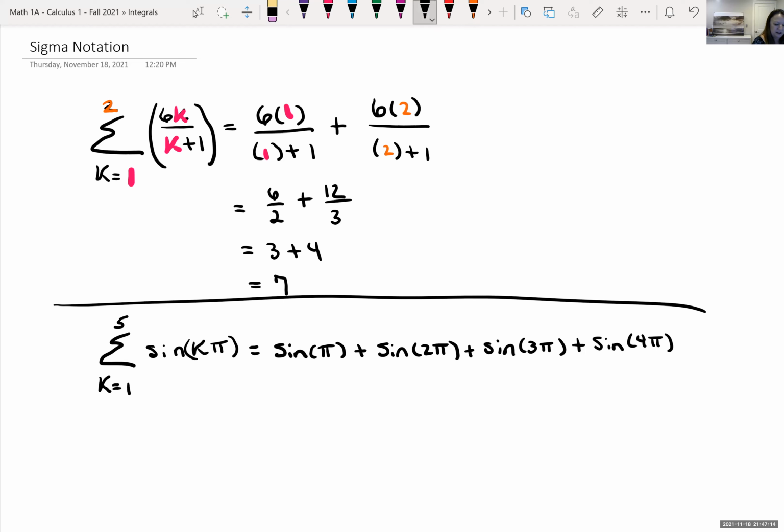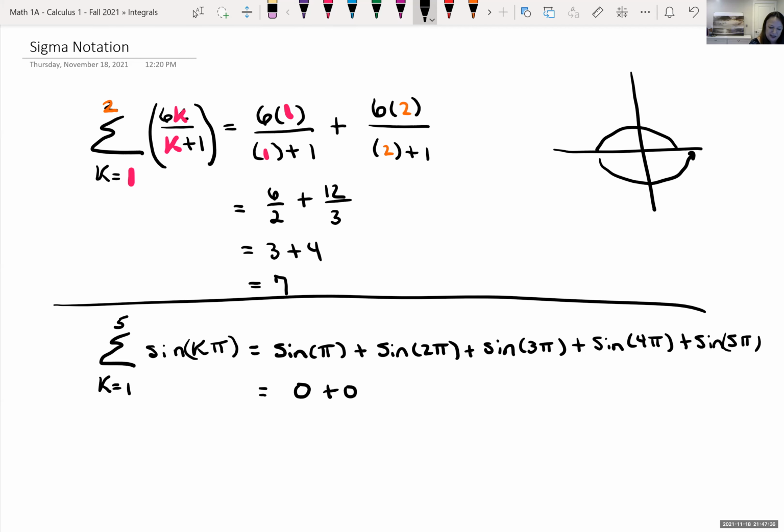Okay, well, that one is not too bad at all. Recall sine on the unit circle is your y value. So if I look at pi, that's right here, that's 0. If I look at 2 pi, that gets me up to here, that's 0. If I look at 3 pi, that's just another rotation, giving me back to the negative. So I'm just adding 0 5 times. Each one of those is 0, which equals 0.